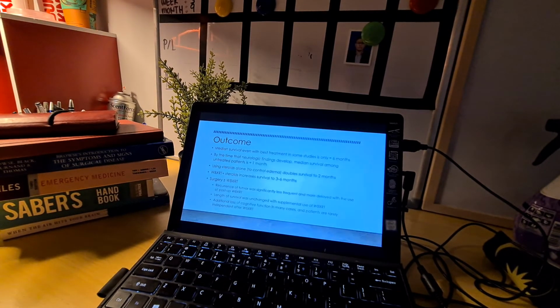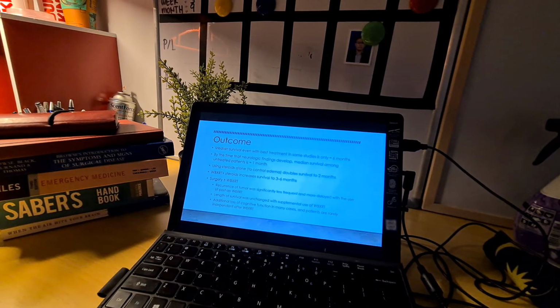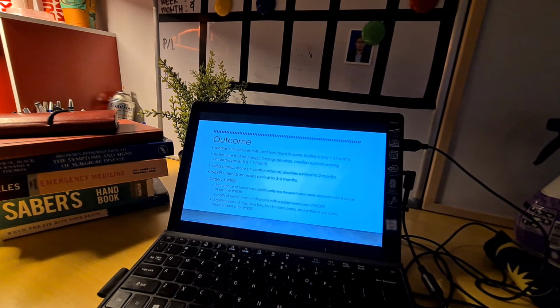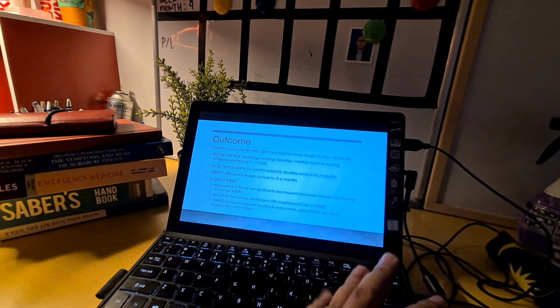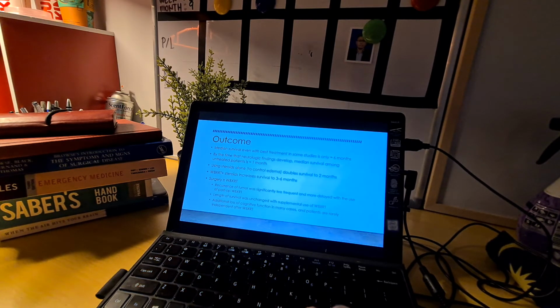This is the table. So the outcome, median survival, even with the best treatment in some studies, is only about 6 months. By the time the neurological findings develop, median survival among untreated patients is about 1 month. Using steroid alone to control the edema doubles the survival to around 2 months. That's why for most patients with brain metastasis, we give dexamethasone, temporary dose, and PPI. Okay, so with radiotherapy and steroid, we increase survival to 3 to 6 months.